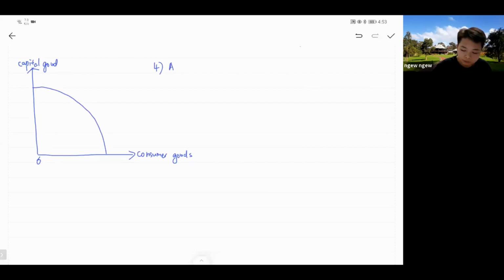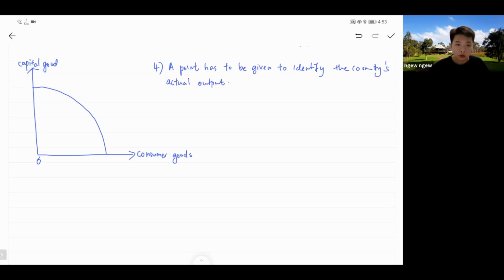So a point has to be given to identify the country's actual output. So, for example, when you are given a point A, or when you are given a point B, when you are given a point like this, then you can tell what is the country's actual situation now.